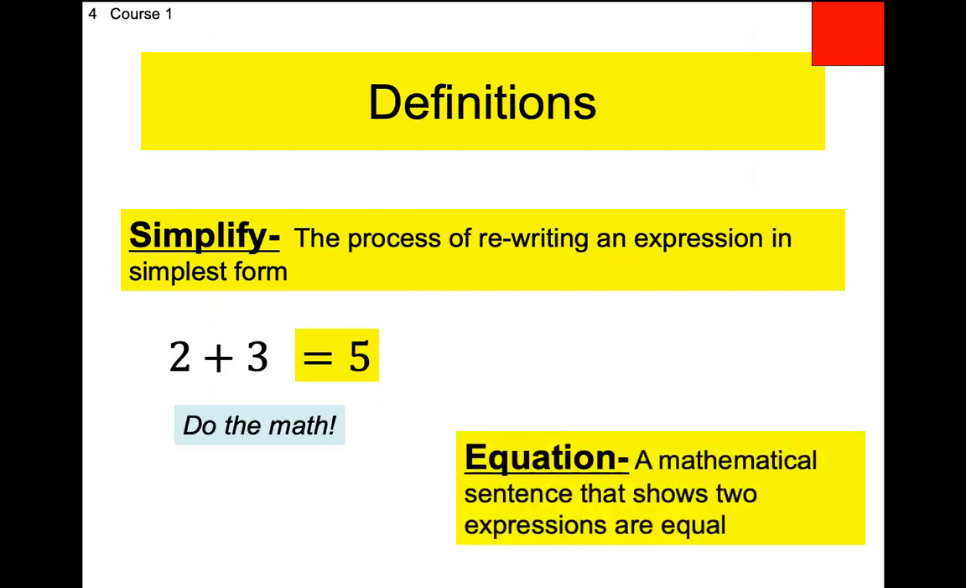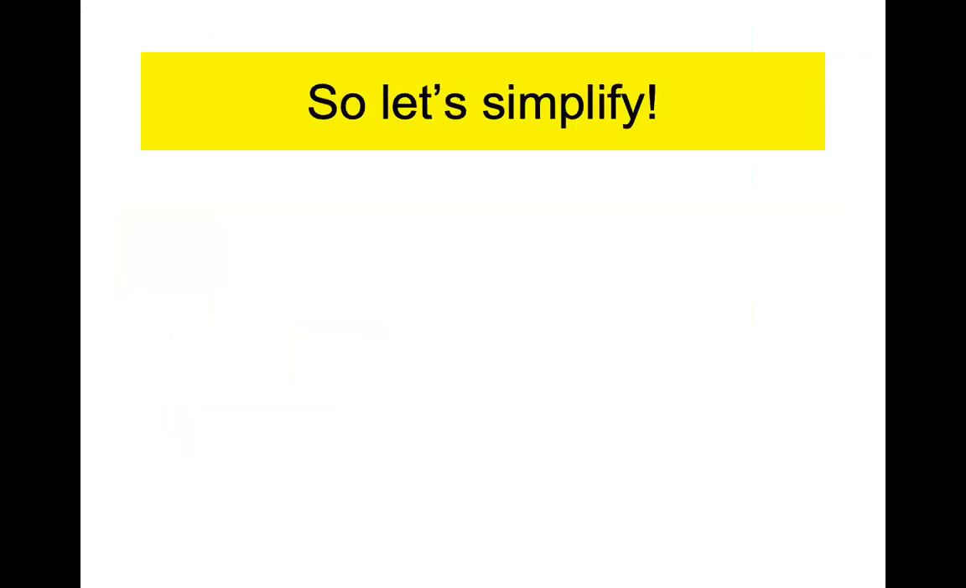All right. I don't want you to write this down. I just want you to remember. An equation is when the left side equals the right side. You can put that symbol. That means they're both the same values. We're okay? All right. So let's simplify.